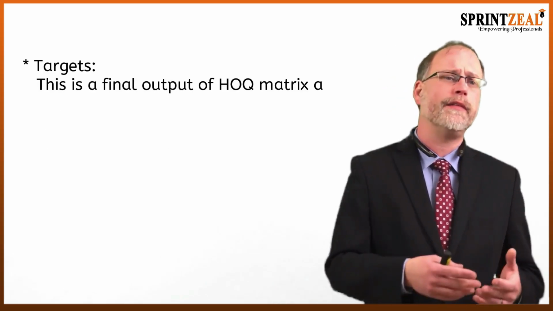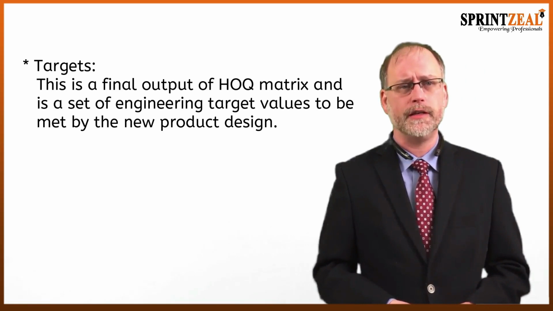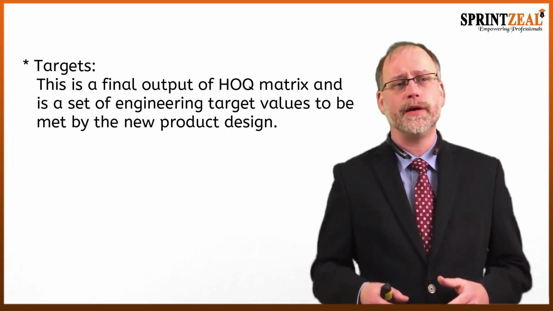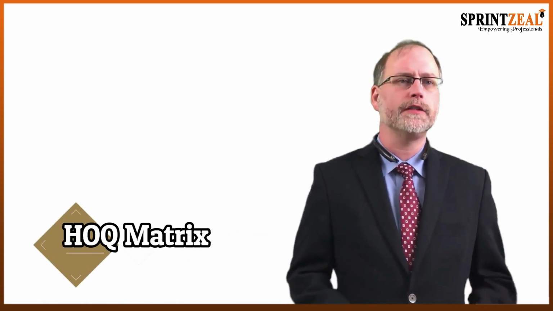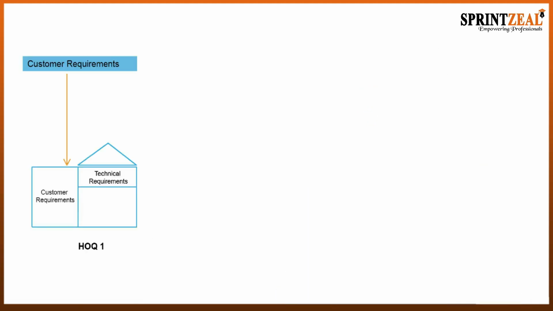And then finally, we have our targets. This is the final output of the house of quality matrix, and it's a set of engineering target values that are to be met by the new product design. So the output of our first house of quality matrix can be the first stage of our first QFD phase. It begins by understanding the first house of quality, where customer requirements are translated to technical requirements. That's really the beginning of the phase.